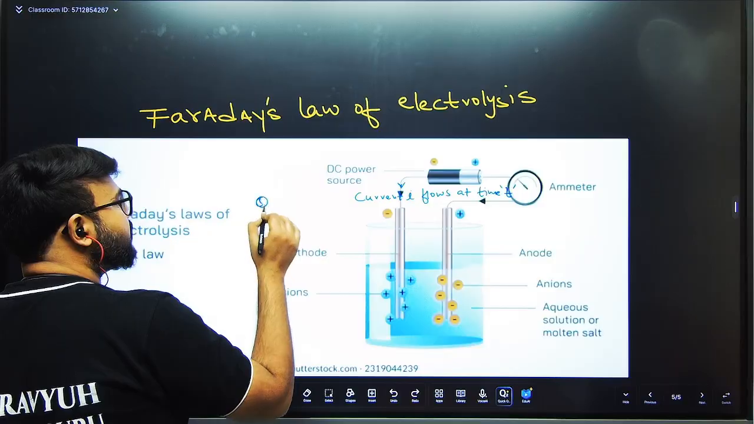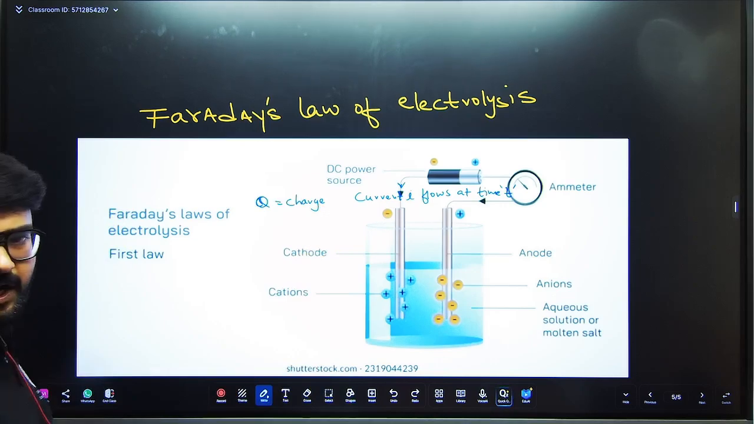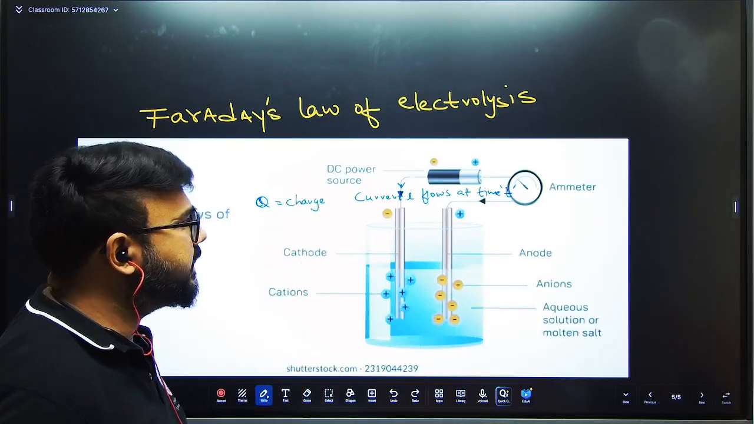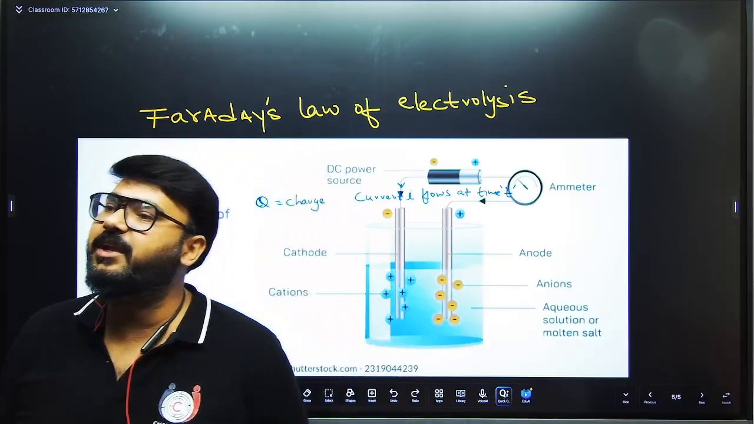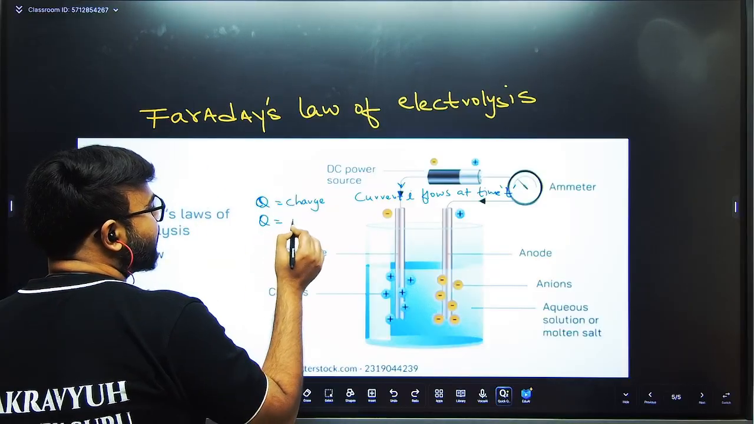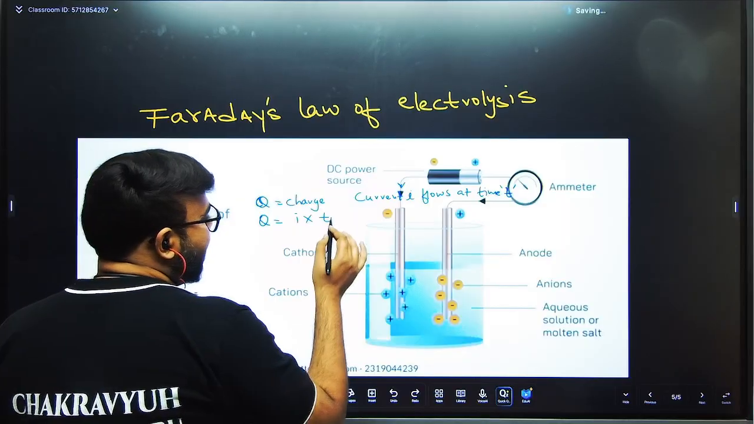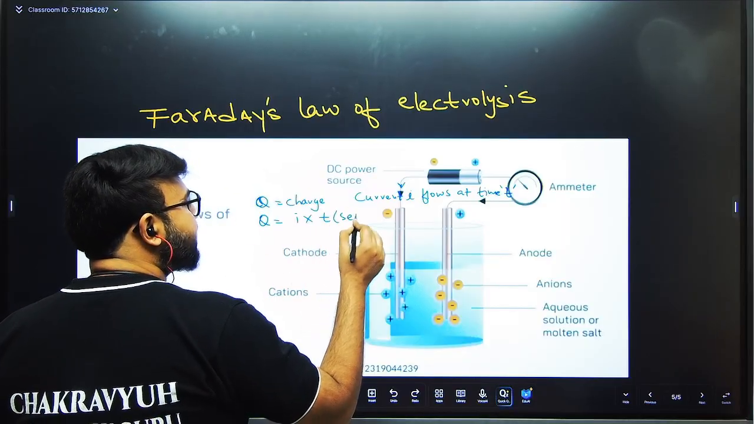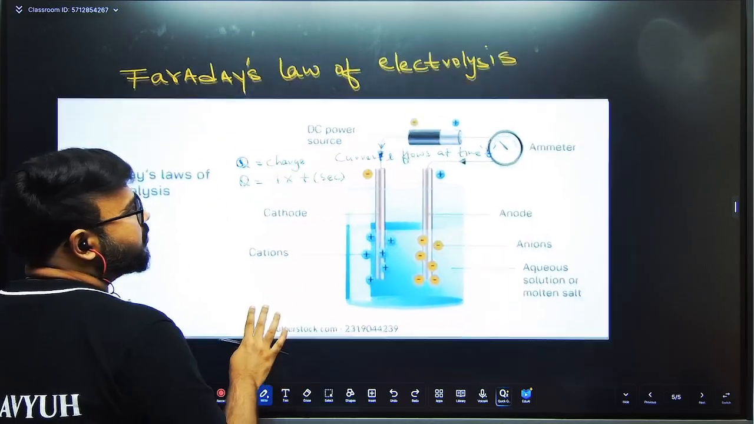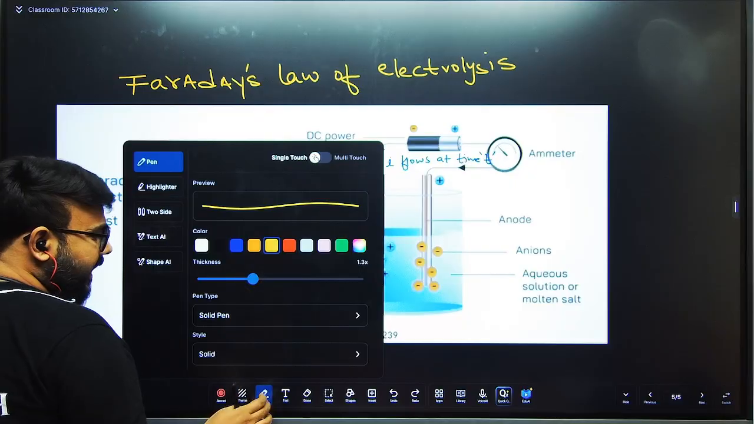Q is the charge. So tell me, if Q is the charge and current I flows at time t, how do you establish a relationship between Q, I and t? Q is equal to, very good, Q is equal to I into t. That's correct. And remember, t will be in seconds. Note it down. You must draw the diagram.